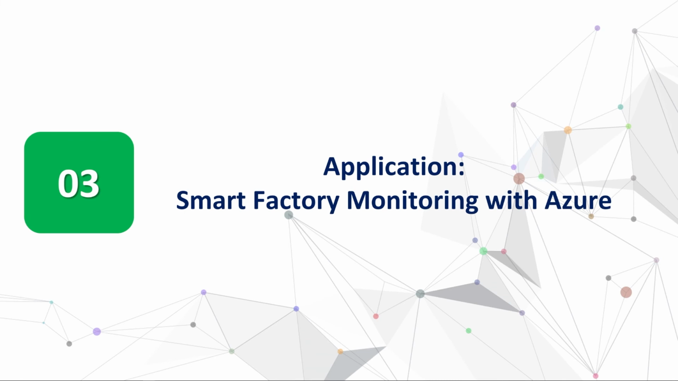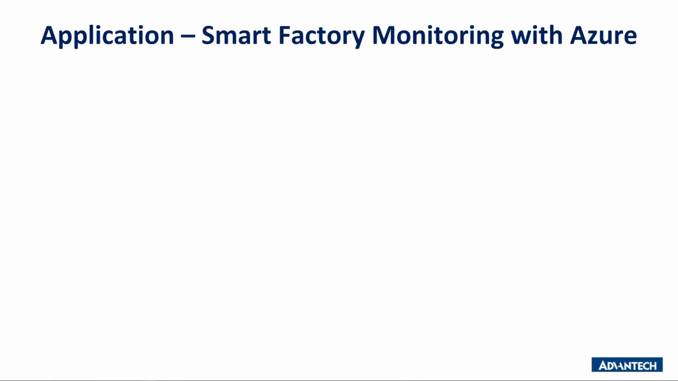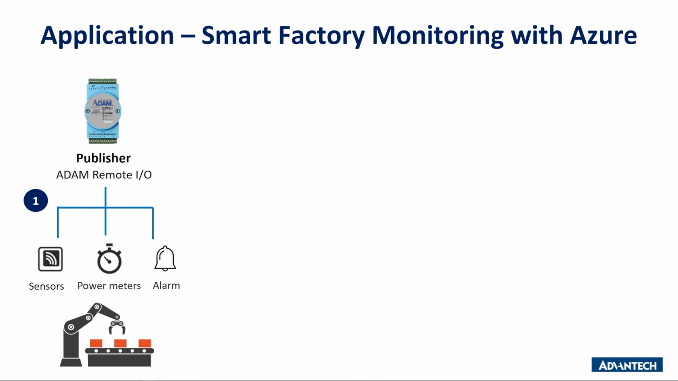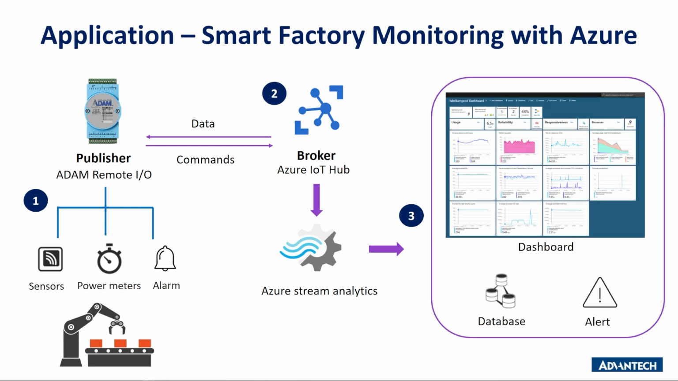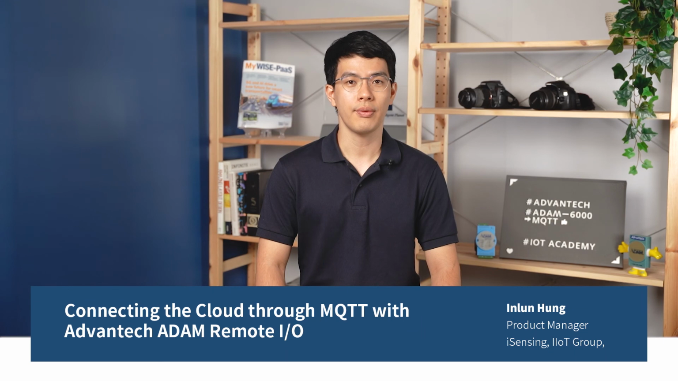Lastly, let's see an application of an ADAM Remote I/O module connecting with Azure through MQTT in smart factory monitoring. ADAM Remote I/O collects sensor data directly from the robot arms in the production lines and forwards the I/O data in the form of MQTT messages to Azure IoT Hub. With the Azure Stream Analytics function, data analysis results can be shown on the dashboard and data can be stored in the database. That's all for the course today. Thank you for listening.